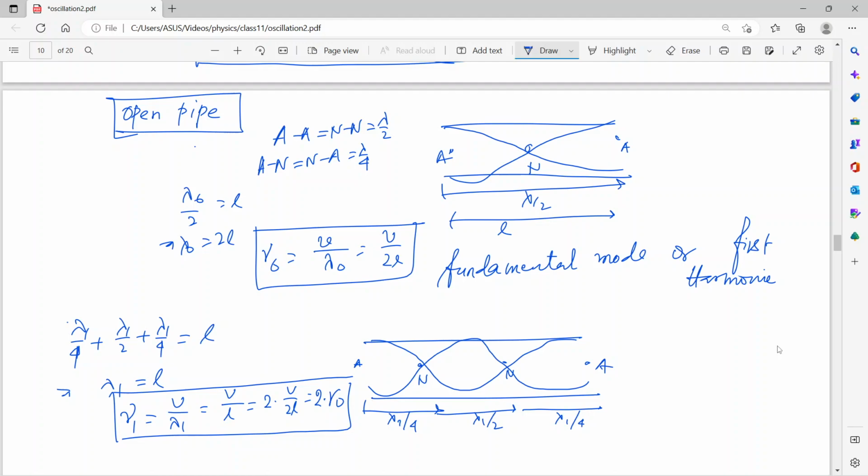In the previous case, when we were dealing with the closed pipe, we found that only odd harmonics are present. But in this case, we found that even harmonics are also present. So the thing is like that.